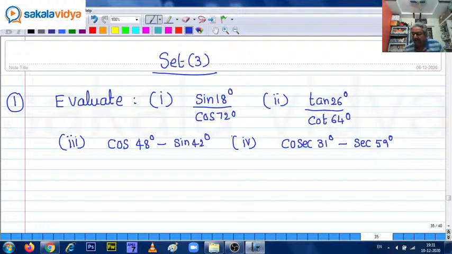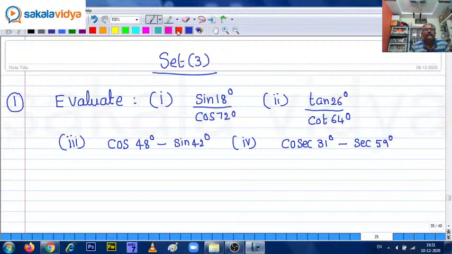Yes, Rajesh Gaud. First question is 1, second question is 1, third question is 0, fourth question is also 0. Yes, but we need to do it. It's a board examination. We need to solve the question.